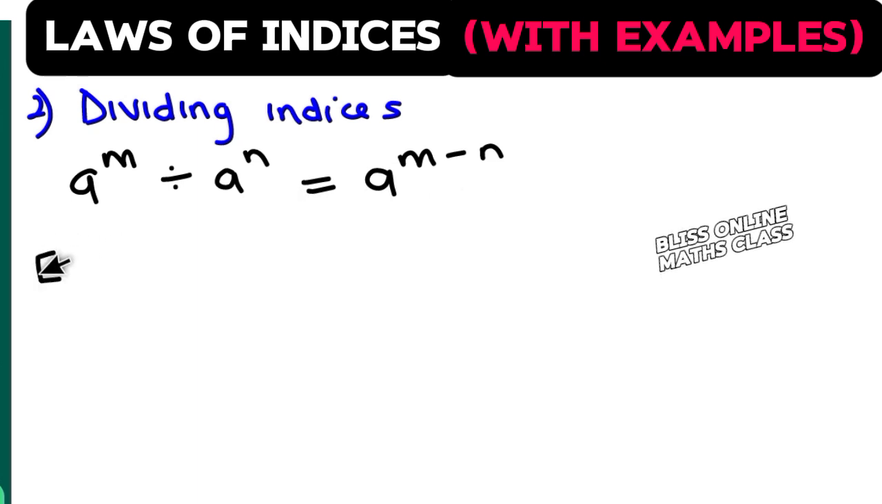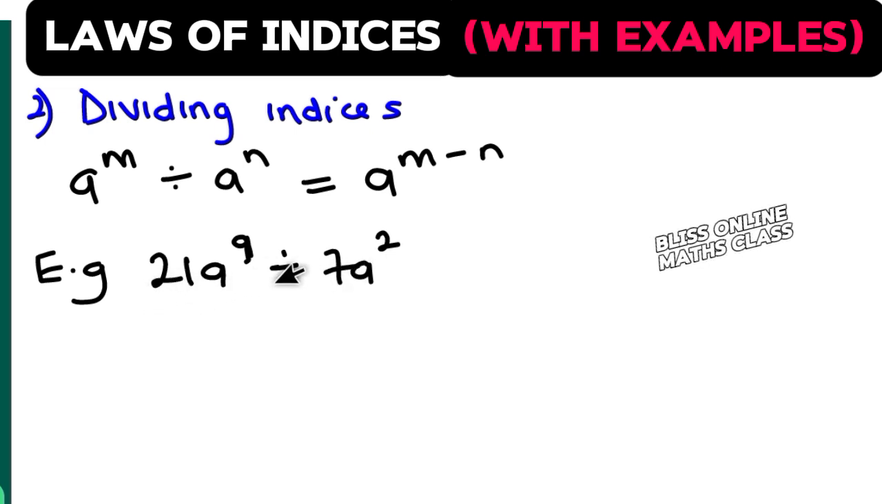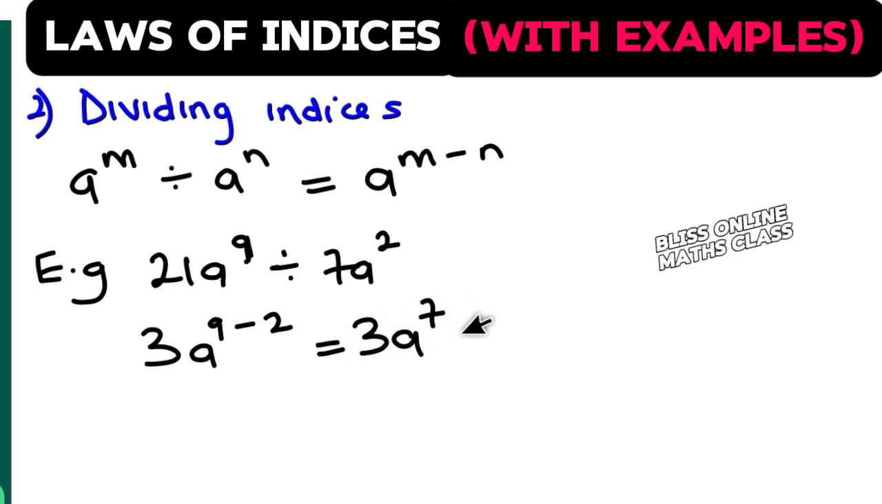So for example, we have 21a raised to power 9, divided by 7a raised to power 2. So how are we going to solve this? We have a different base, as you can see, 21 divided by 7. So you divide these two bases. 21 divided by 7 will give us 3. A will be equal to 9 minus 2, we are subtracting the powers. So 9 minus 2 is 7. So therefore this is equal to 3a raised to power 7.